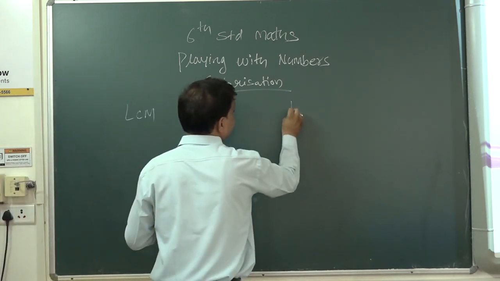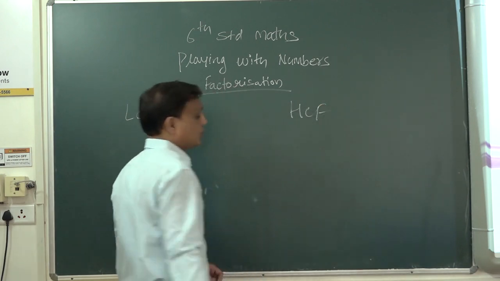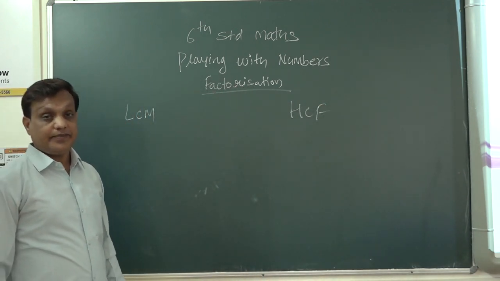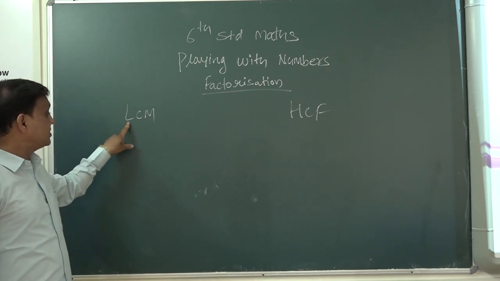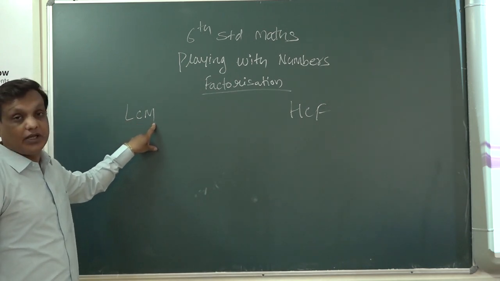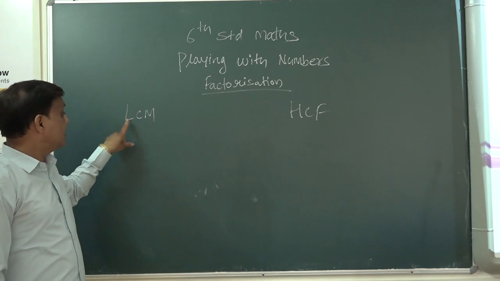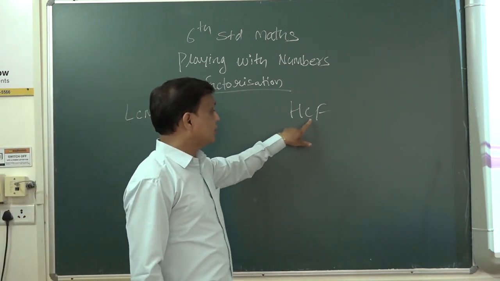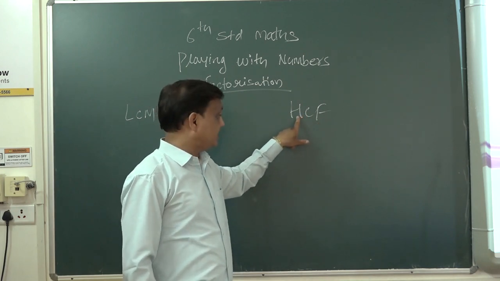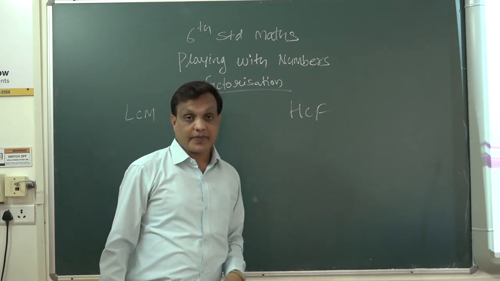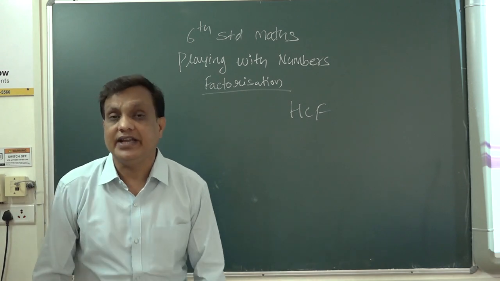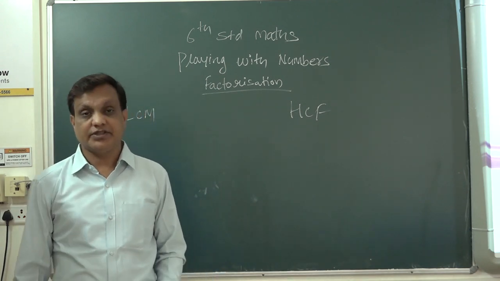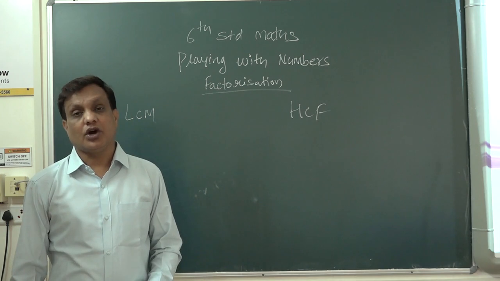LCM, HCF. So first we see what is LCM. LCM means least common multiple. The full form of LCM is least common multiple, and HCF means highest common factor. Highest common factor. So here we can find the LCM by prime factorization method, short division method, or listing method.